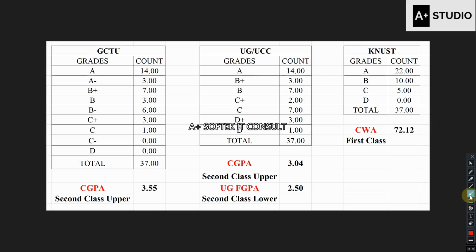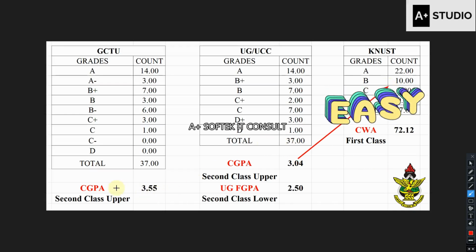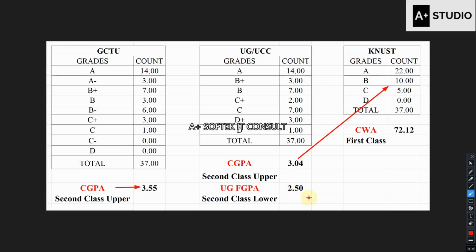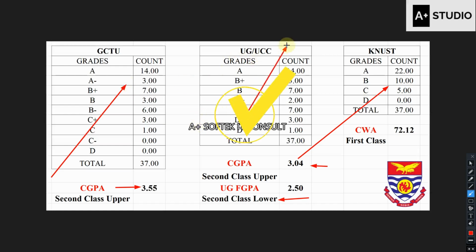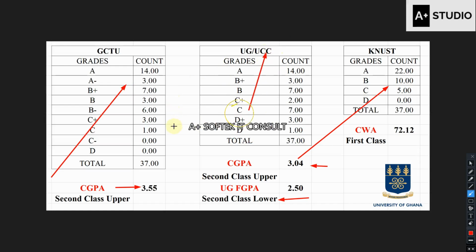And on the last one, which one among the universities is the easiest? I think the easiest, I'm going to go with KNUST. Why? Because the same student gets a second class upper here and a second class lower in the University of Ghana, and a second class upper at UCC is getting a first class here. So I think it is easy. If a student is getting 70 marks in their assessment on all of their courses, it is going to be easy to make a first class. And then the second, I'm going to pick GCTU as the second university with the easiest grading system, then University of Cape Coast third, and then the University of Ghana as the most difficult always.